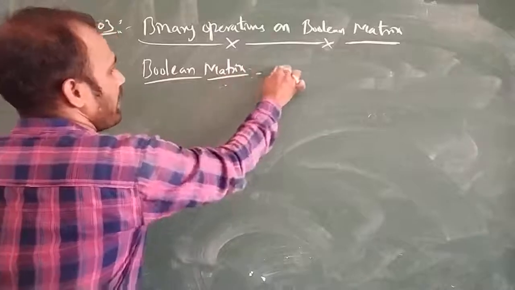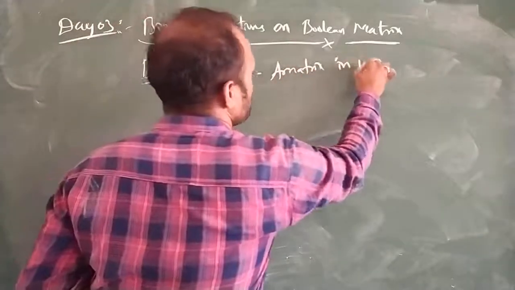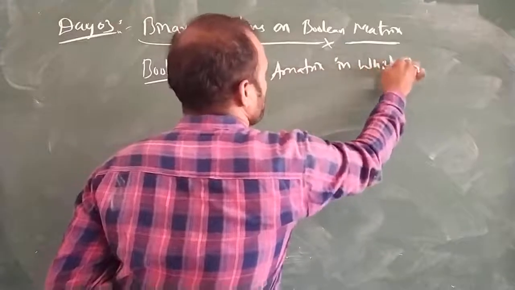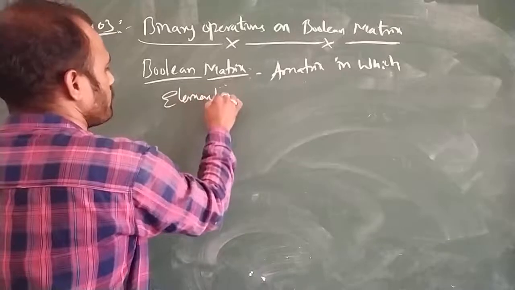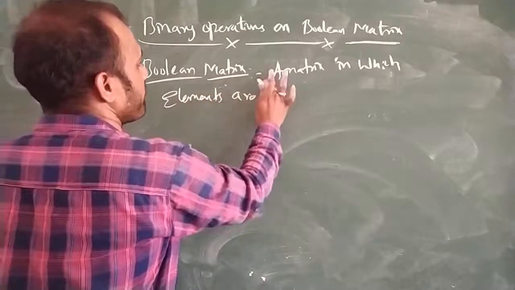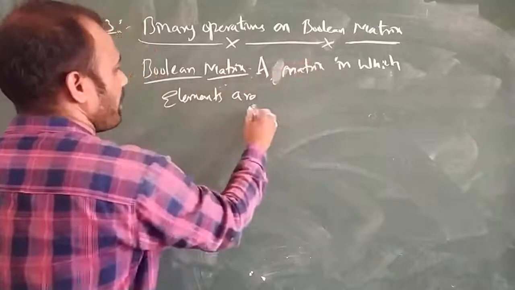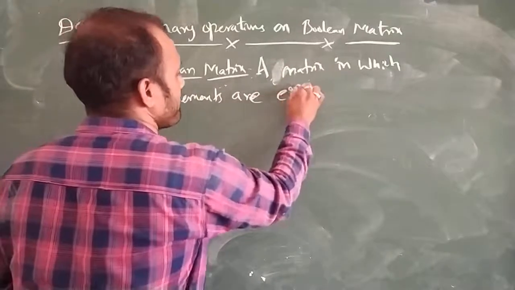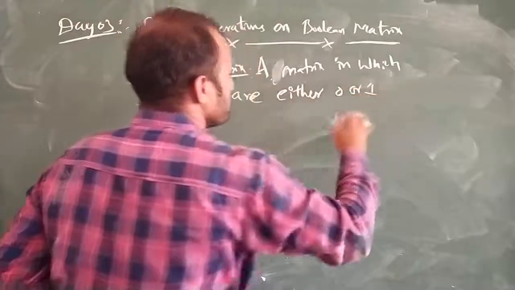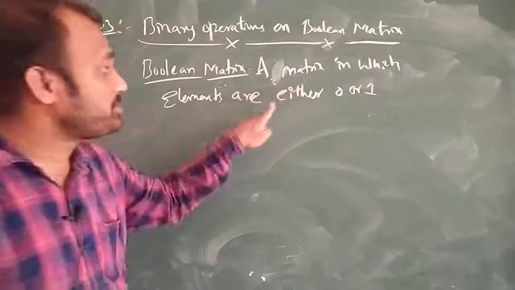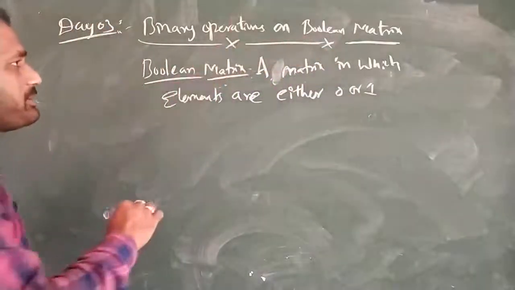Boolean matrix: a matrix in which the elements are either 0 or 1. So if you are seeing a matrix in which the elements are 0 or 1, you can call that matrix a Boolean matrix.